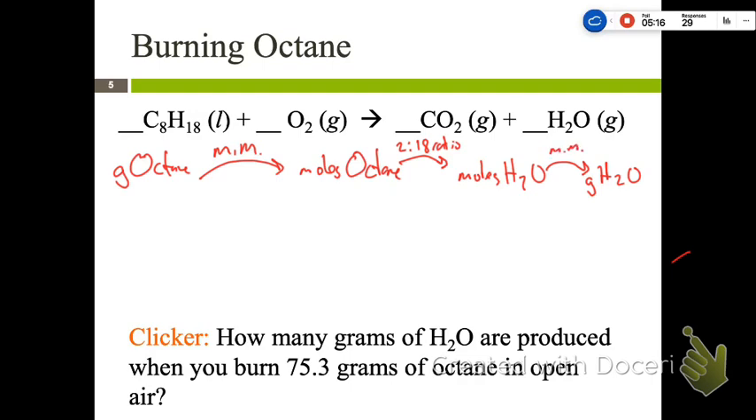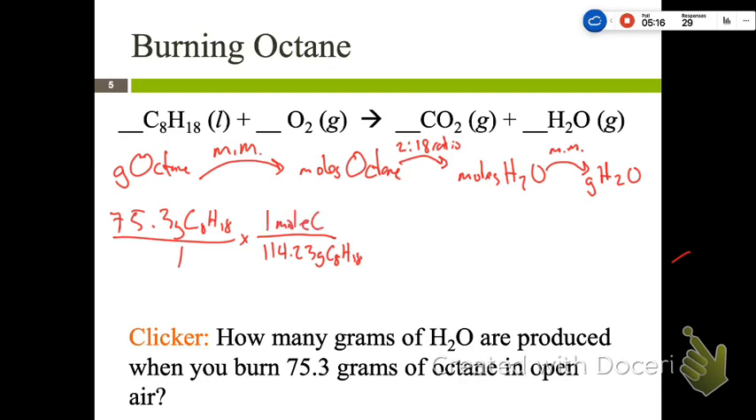Molar mass of water. Okay, so let's go ahead and write it out. So we have 75.3 grams of octane. And then we use the molar mass. What is the molar mass of octane? That's how heavy 1 mole of octane is. I didn't verify that number, so if you're a little bit off, don't get stressed. And then what's our molar ratio that we use?